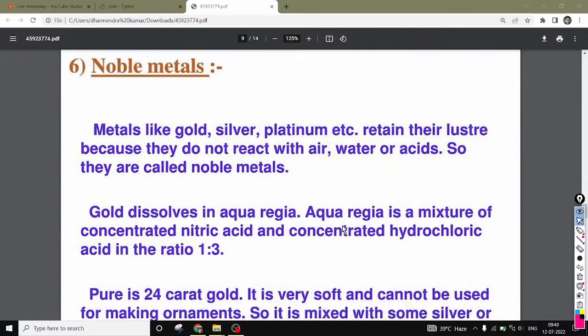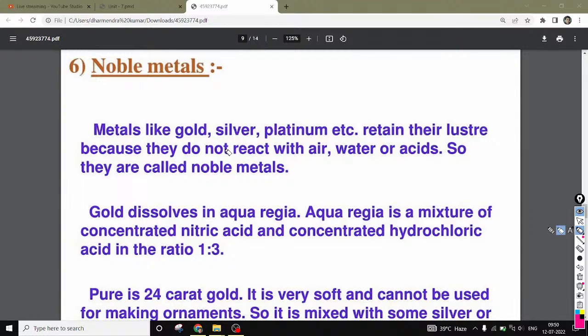And next we have noble metals, right? So what are the noble metals? Noble metals means metals like gold, silver, platinum, etc. They remain their luster because they do not react with air, right? So these are the noble metals. Noble metals means the metals which do not react with air in the atmosphere, or with water or acid, so they are called noble metals.